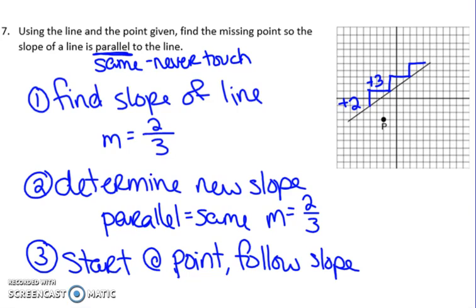So if I start at point P and I do positive 2 over positive 3, I go up 2 and over 3. There's my next point. I can go up 2 and over 3, up 2 and over 3. And if I were to connect these dots, we notice that my 2 lines never intersect each other. And that's what parallel lines are. So now we know we did our question correctly. If the lines crossed at any point, we knew we made a mistake somewhere because parallel lines are never supposed to touch.